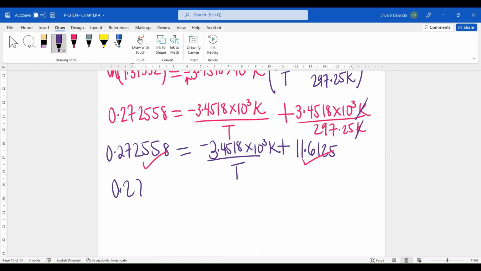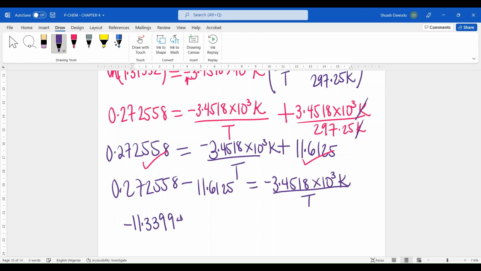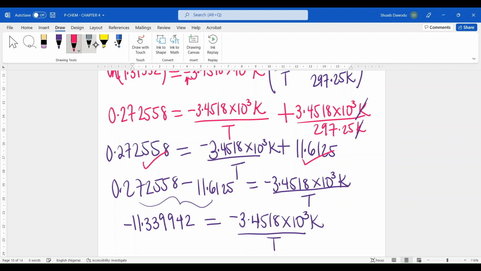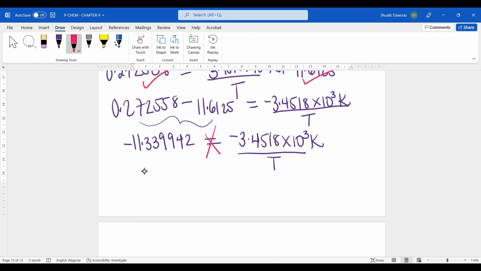But we just bring like terms together. So you have 0.272558 minus 11.6125 is equal to negative 3.4518 times 10 to the power of 3 Kelvin divided by temperature. So you end up with minus 11.339942 is equal to negative 3.4518 times 10 to the power of 3 Kelvin divided by temperature. So you cross multiply, and when you cross multiply, you have negative 11.339942 times temperature is equal to negative 3.4518 times 10 to the power of 3 Kelvin.